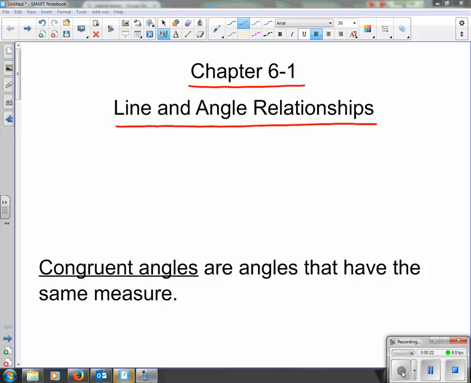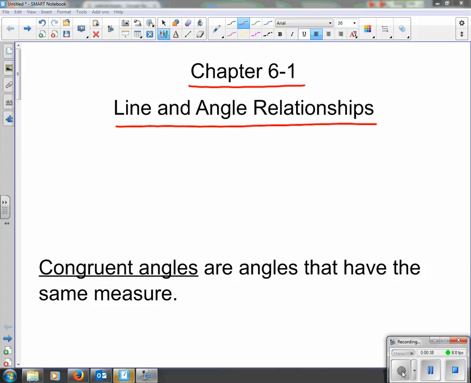So you obviously have that St. James heading, and then you write Chapter 6, Section 1, and then underneath that you write line and angle relationships. Some of this is going to be review because you guys know a lot of this already, but how we apply it is going to be a little bit different.